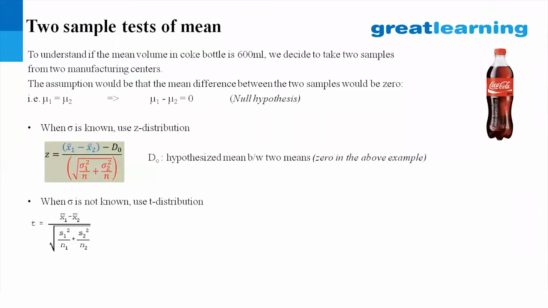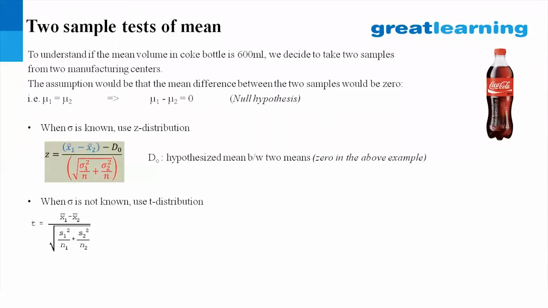So d naught that you see in the z formula is nothing but the hypothesized mean. In our example, we are saying that the difference between the two means should be 0. So d naught should be 0 here. If, for example, I had told you that I want the difference between the two manufacturers to be 5 ml, then d naught would have become 5. So this is the hypothesized mean, the mean that we want to prove. Here we want to prove that the mean difference between the two should be 0. So we'll put d naught to be 0.